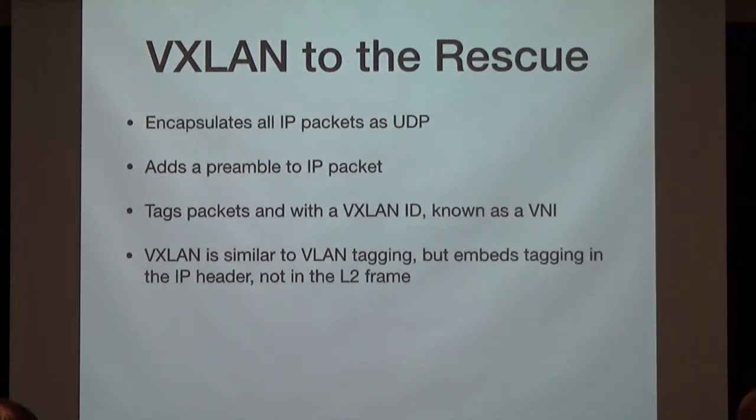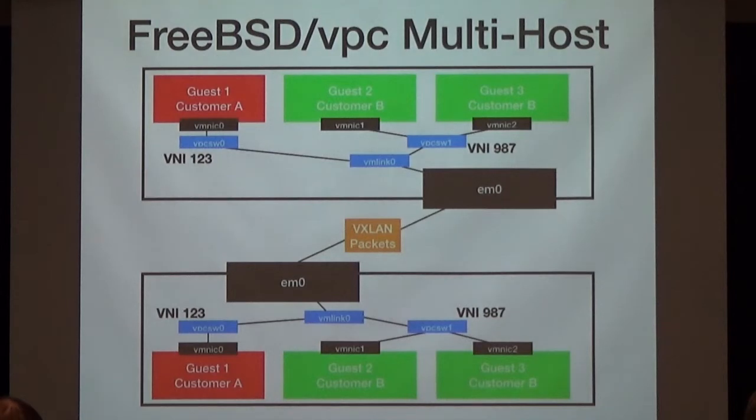VXLAN, it's just a preamble on the packet. It's, I think, 20 bytes. I have to go look again. So it does kind of play with some of your MTU there. But really, mentally, you can map VXLAN to VLAN tag packets. So yeah, you can pass traffic back and forth between the two guests now.